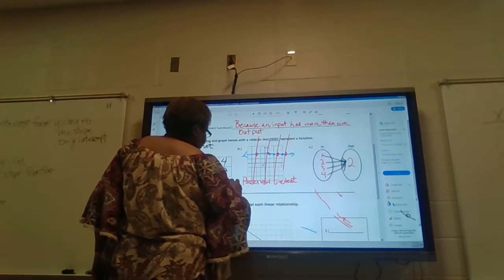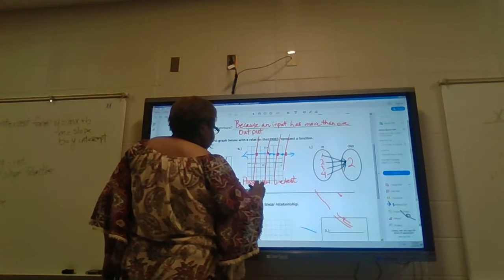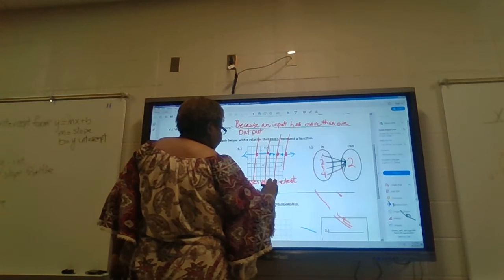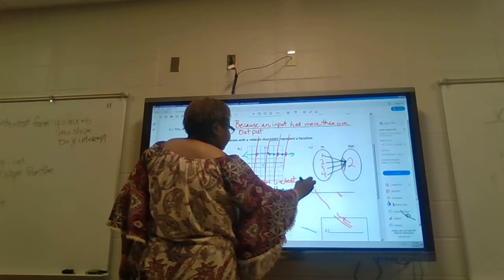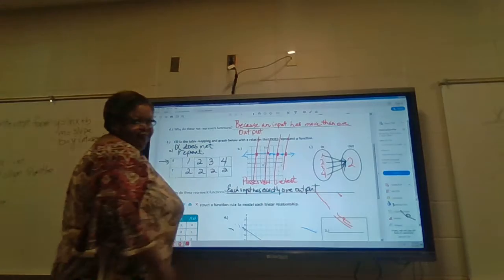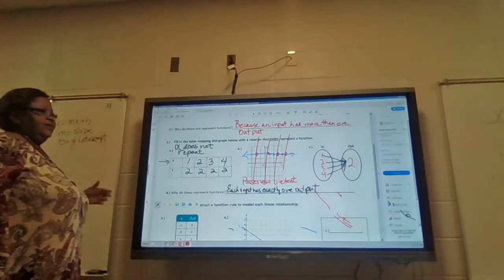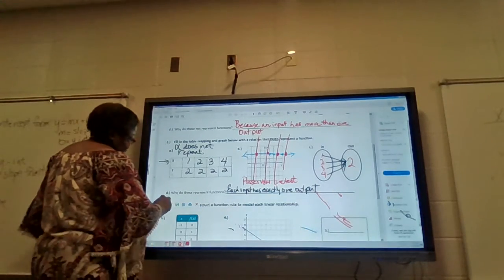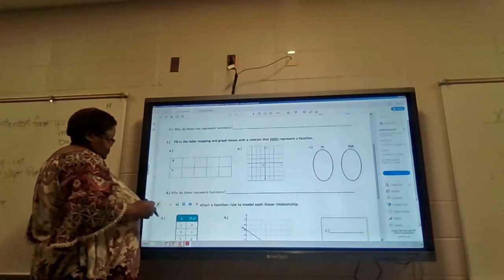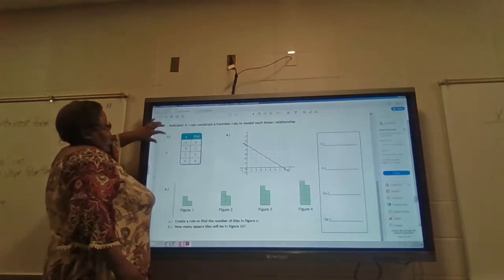So how do we know that these represent functions? Each input has exactly one output. So each input has exactly one output. That's how I know that it is a function. You can pause the video at any time.